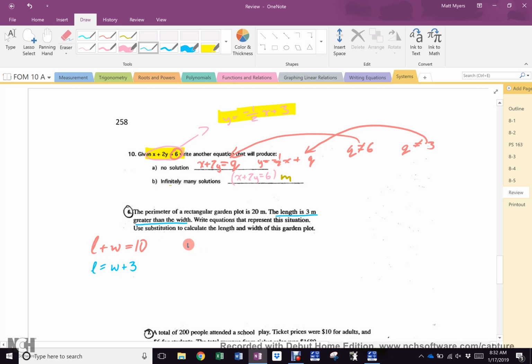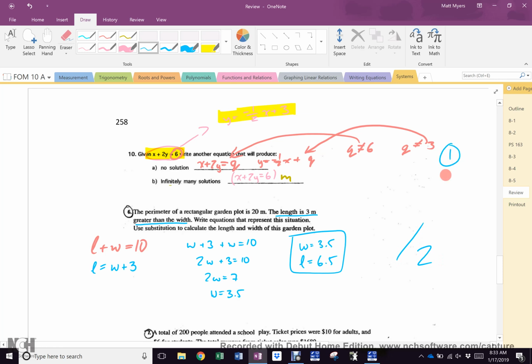And that says W plus 3 plus W equals 10. So 2W plus 3 equals 10. 2W equals 7. W equals 3.5. If W equals 3.5 and the length is W plus 3, the length must be 6.5. That will be worth 2 marks. These were worth 1 each.